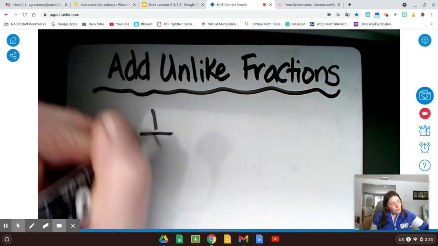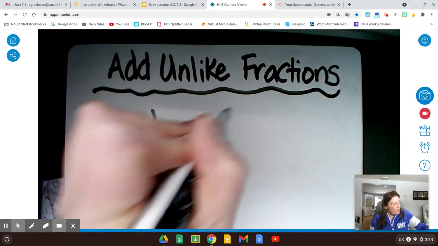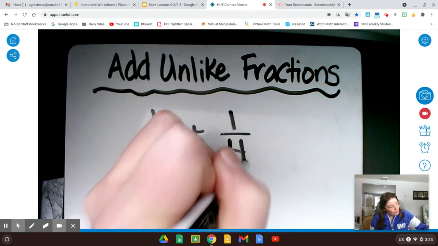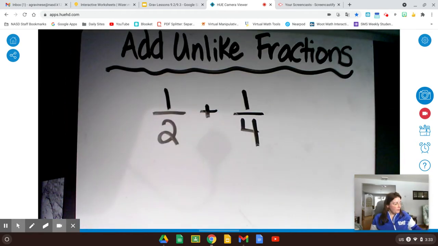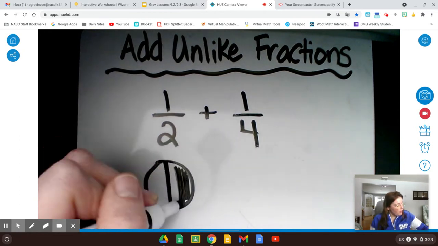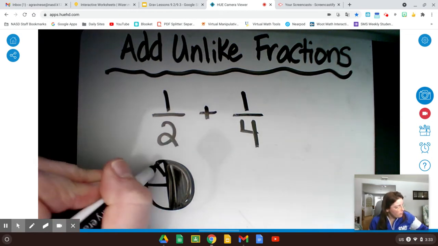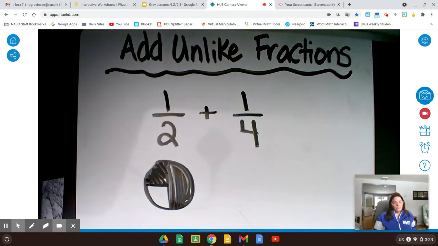So for example, let's say that we have 1/2, and we're adding to that 1/4. An example could be Mrs. Gravenice ate half of a pizza because she was hungry. And then someone else came along and ate 1/4 of that pizza. How much of the pizza did they eat? And you might be able to see in my model right there what the answer would be.